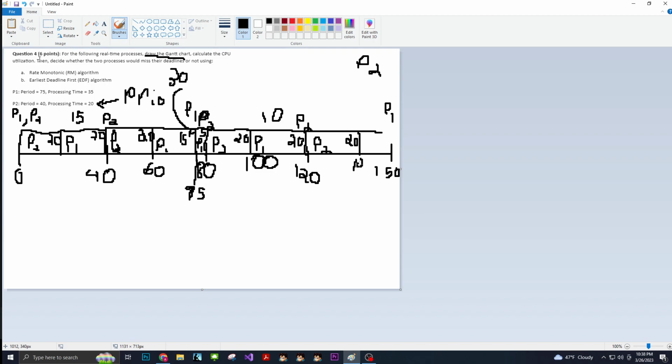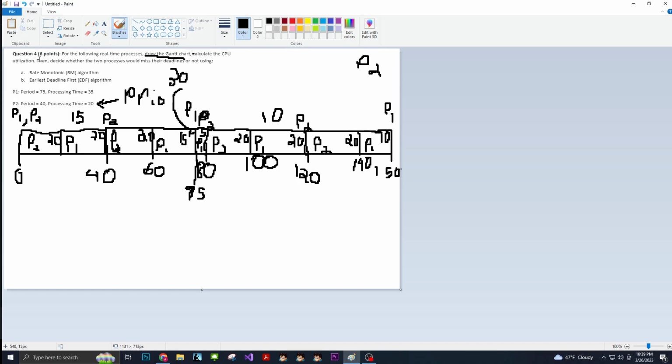Since this ends at 130, I apologize, since this ends at 140, we have just enough time for P1 to finish before it starts the next P1 cycle. Let's see. So this would be P1, and then it runs for 10. And it runs just in time. It's like a fairy book ending.